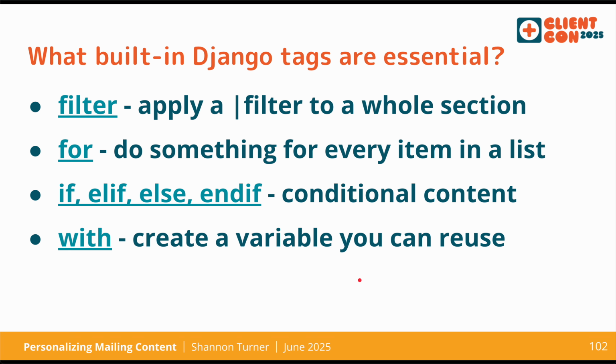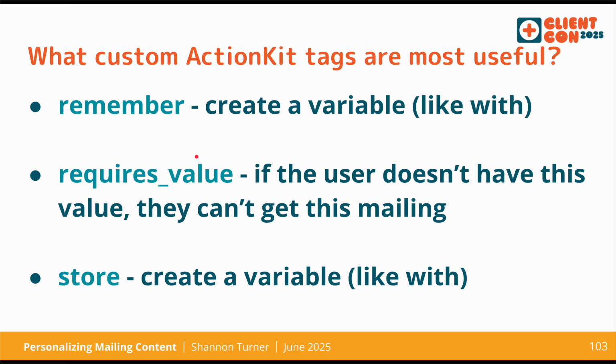There's really only 4 main built-in Django tags that you need for mailings. And some of these, like if, elif, else, endif, and with, you've seen before. But the others, like filter, lets you apply a filter to a whole section of text. For lets you do something for every item in a list. So this is common with for each event that matches or for each target in a user's senators or House representative.